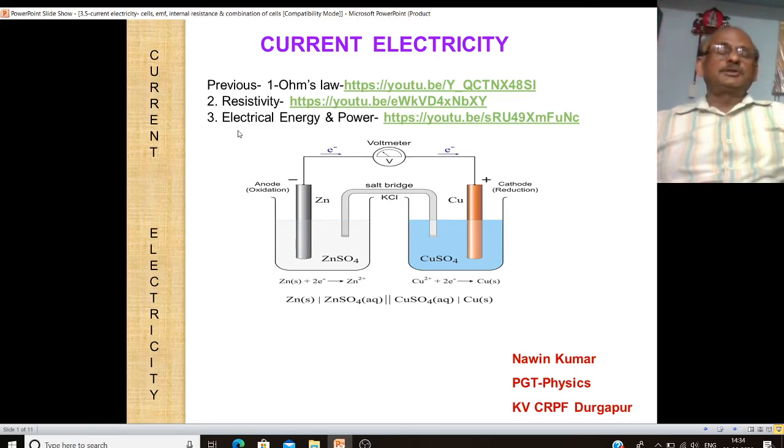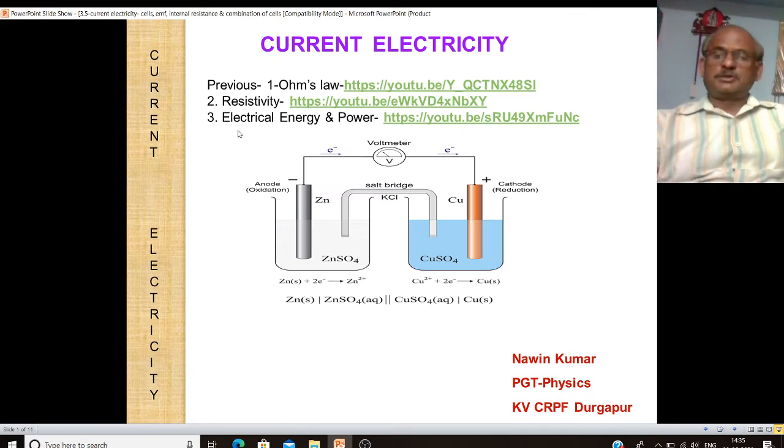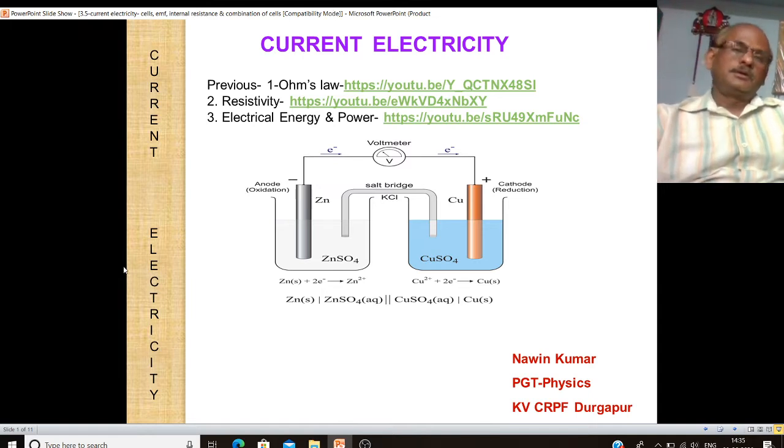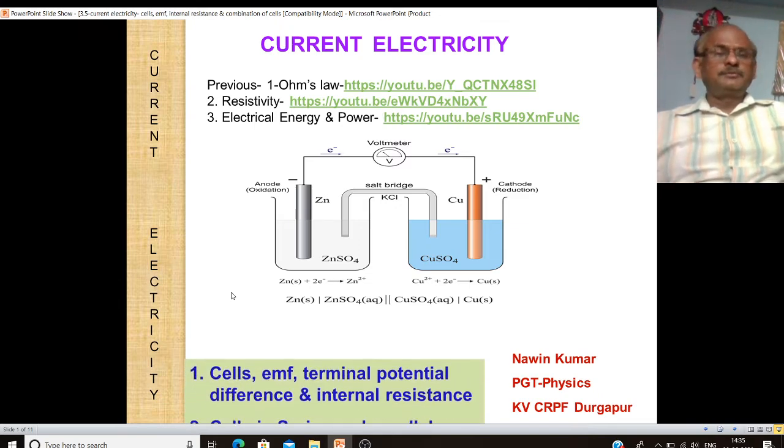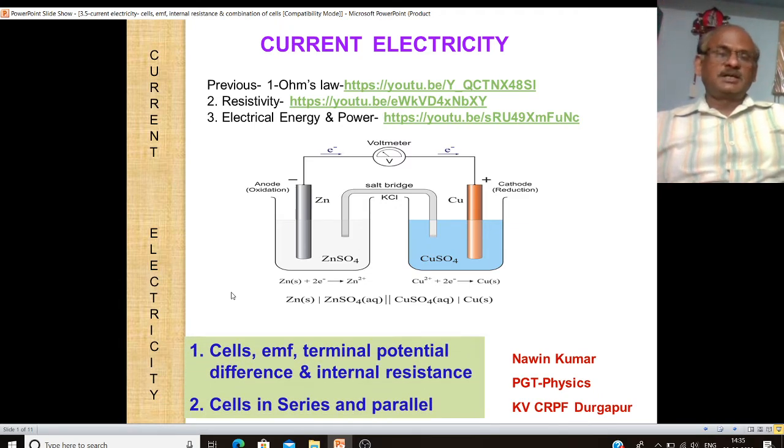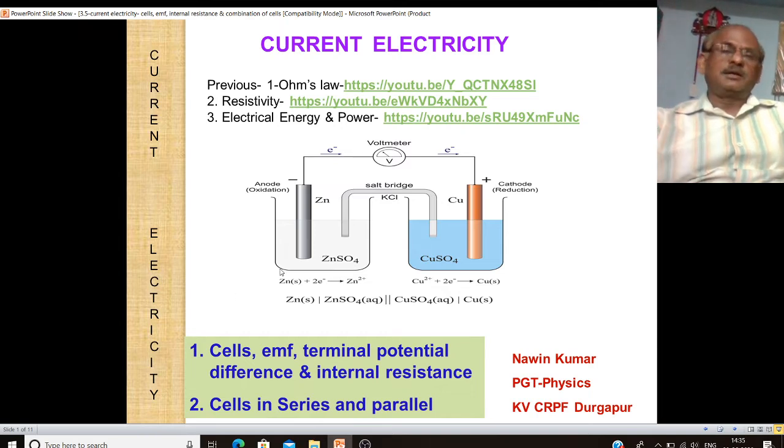In current electricity, we have already discussed Ohm's law and combination of resistors. Now today we will discuss EMF, terminal potential difference, cell, and cells in series and parallel one by one.